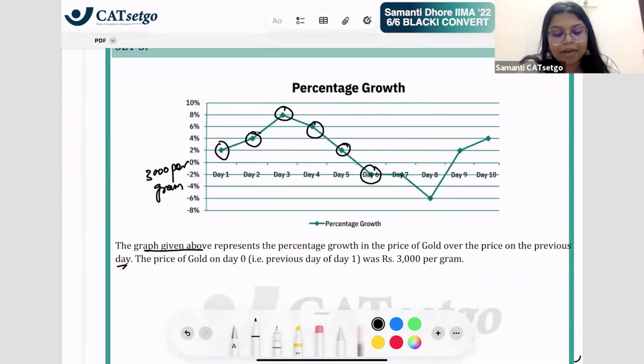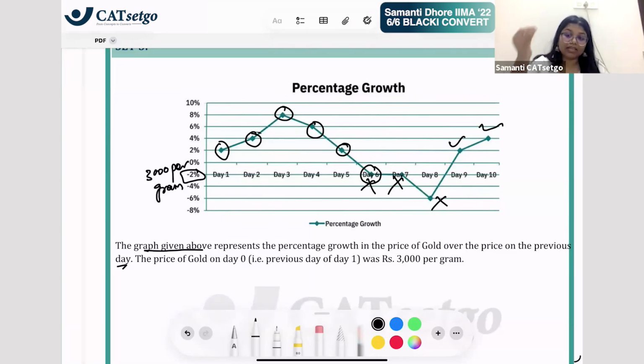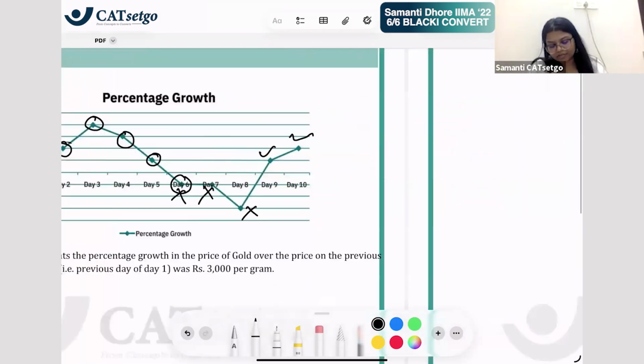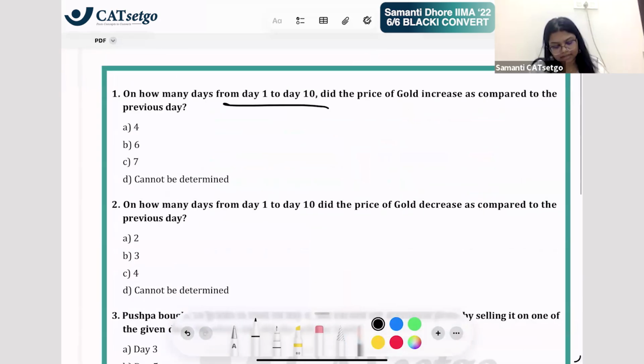On the 6th day, it became -2. It decreased. So not this, not this, not this. Then again, here and here also it increased. So we have 5, 6, 7 days. So out of 10 days, how many days did the price of gold increase compared to its previous day? It increased for 7 days. Understood? क्योंकि previous day से comparison ही पूछा है, day 1 से नहीं पूछा है.